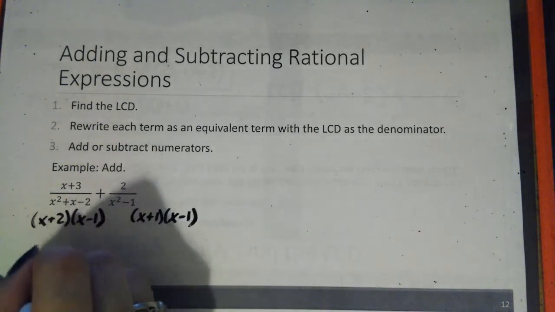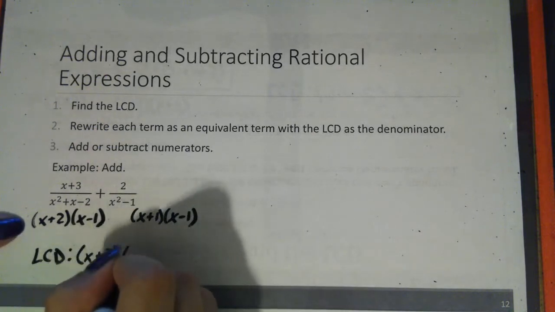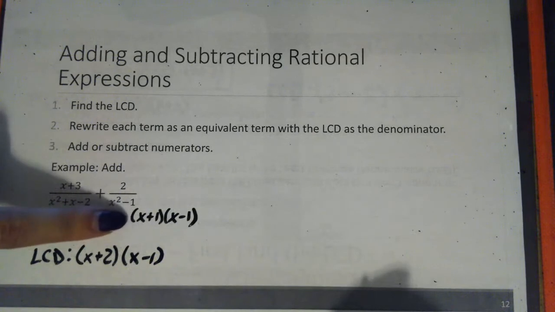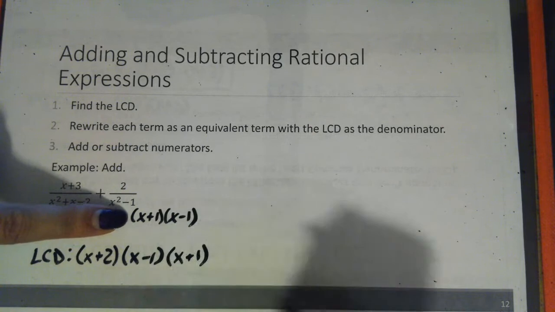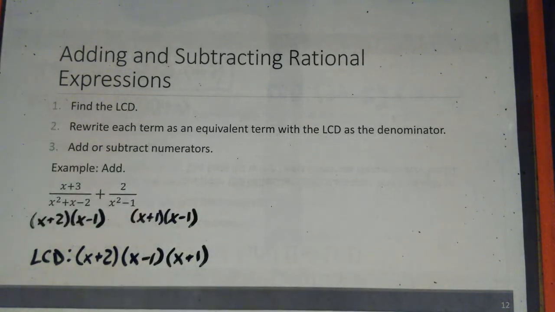So my least common denominator, I start with my x plus 2 and my x minus 1. I go to my next denominator. Is x plus 1 on my list? Nope. So I have to add it. Is x minus 1 on my list? Yes. Since it's just already there, I don't need to add it. So this is the denominator I want both of my fractions to have.